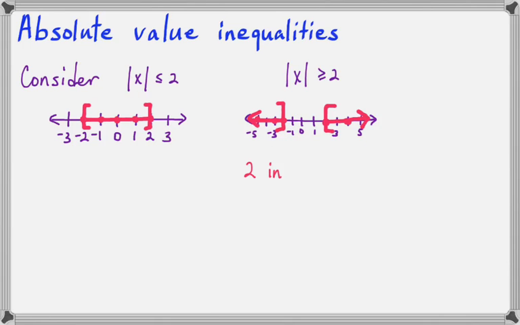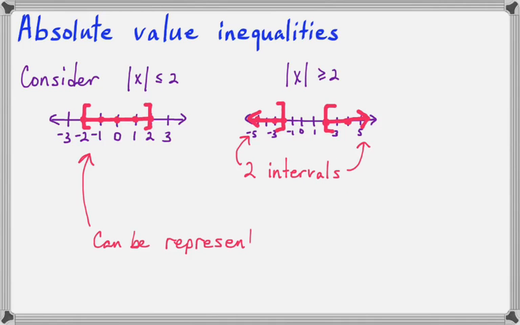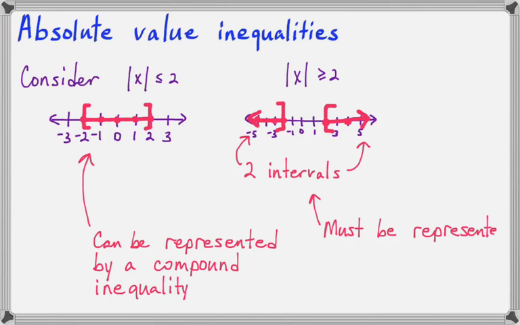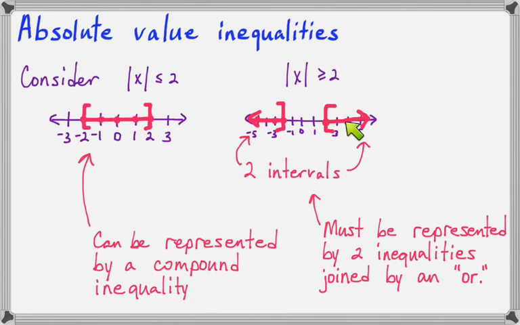And because it's in two pieces, it's going to take two intervals to describe it when I get ready to write my interval notation. So now if you think about this interval over here, this looks like what we got when we worked on compound inequalities. And if you think about these intervals over here, we're going to have to write two inequalities to get two intervals, and we're going to join those inequalities by an OR. So this will be a compound inequality. With the less than problems, we'll get a compound inequality. With the greater than problems, we'll get two separate inequalities.